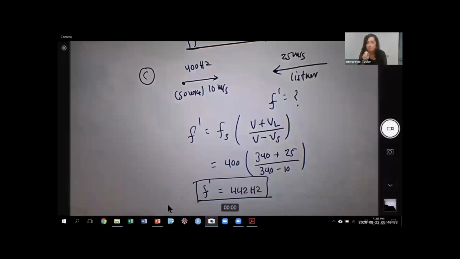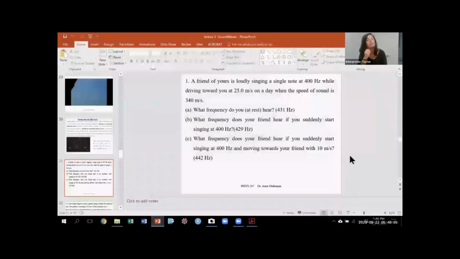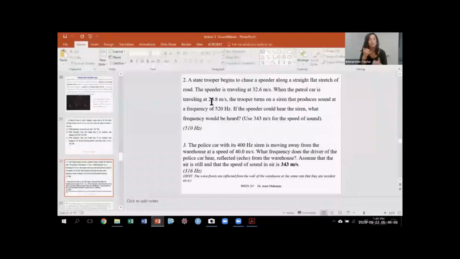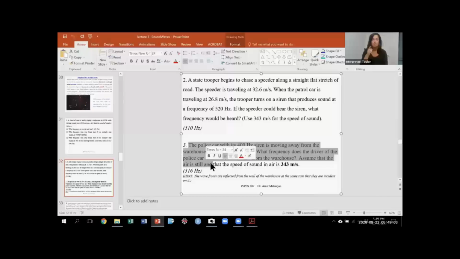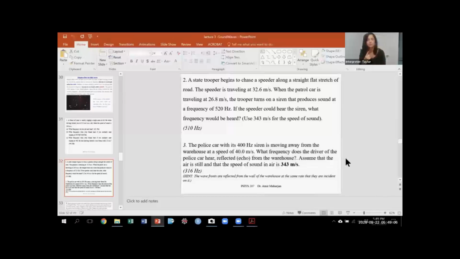Okay, let's do a little tricky one. Number 2 is similar. Number 3, let's read number 3. It says a police car with its 400 hertz siren is moving away from the warehouse at a speed of 40 meters per second. What frequency does the driver of the police car hear as the reflected wave from the warehouse? You can call it an echo, right? So it's just asking what echo frequency the driver of the police car will hear from the warehouse.